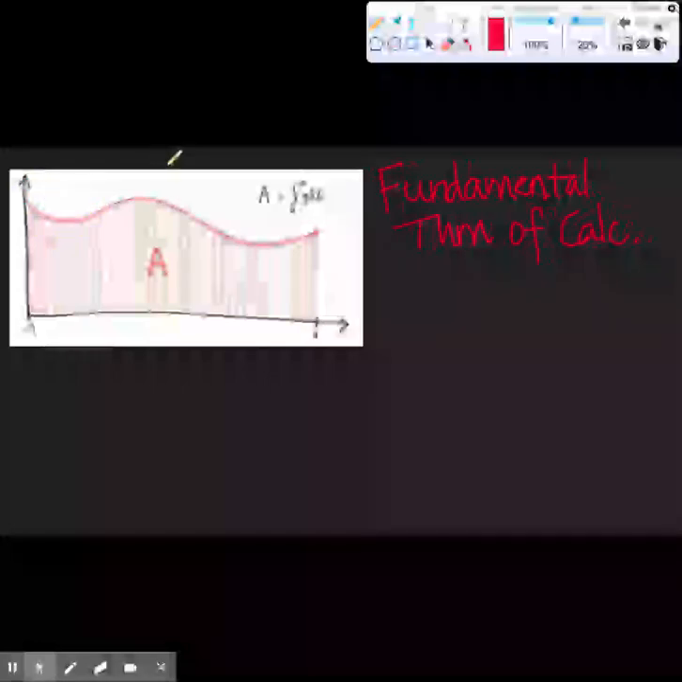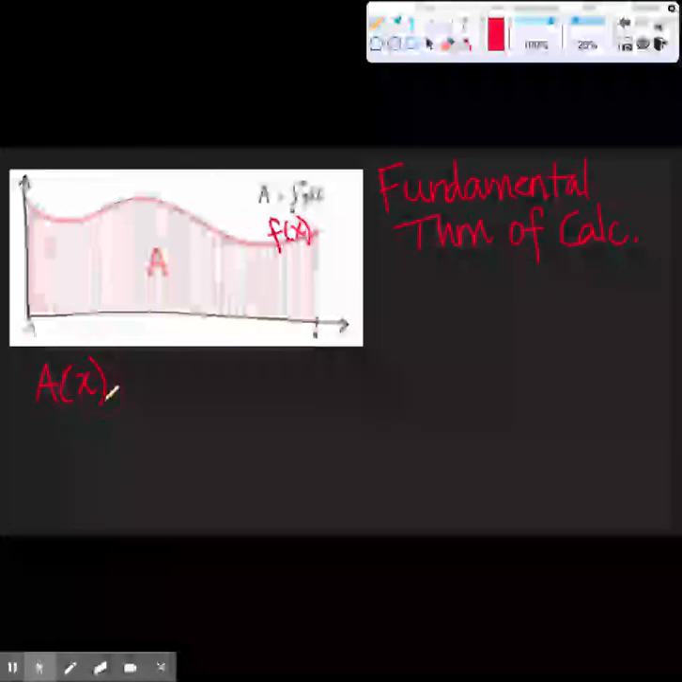So say you have a function, we'll call it f of x, and you're trying to find a new function, we'll call it A of x, to help us find the area under the function f of x. So that is the area between the function f of x and the x-axis, with the bounds. Here the bounds are 0 and x. So that's what we're trying to discover.